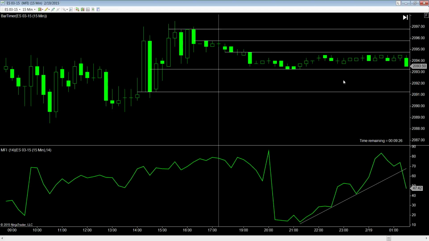prices are still holding. In my mind, in a perfect world, I know that I need to be short at 2093, a quarter of a point below the 15-minute level that's established at 2093.25.